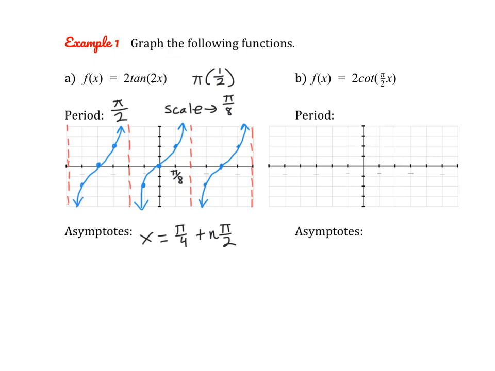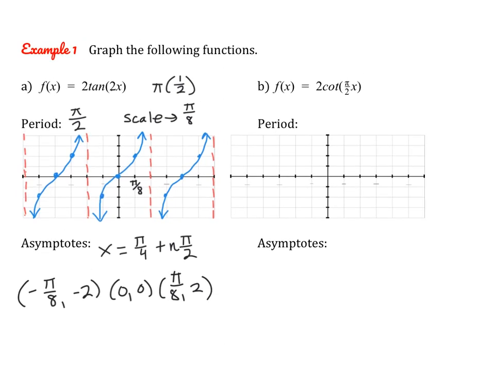And then if we wanted to name a couple coordinates, we could do that pretty easily. Negative pi over 8, -2, 0, 0, and pi over 8, 2. There you have it. So again, tangent, when you're placing the asymptotes, they're going to be centered around your vertical axis. So you take your period, you go half that distance to the right, half that distance to the left.